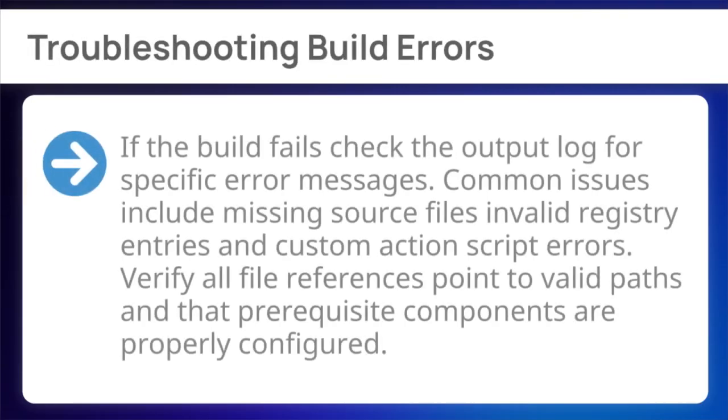Finally, troubleshooting build errors. If the build fails, check the output log for specific error messages. Common issues include missing source files, invalid registry entries, and custom action script errors. Verify all file references point to valid paths and that prerequisite components are properly configured.